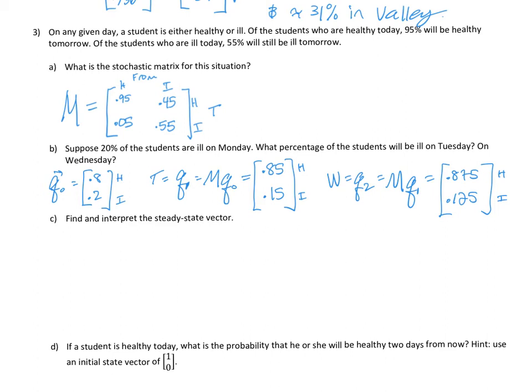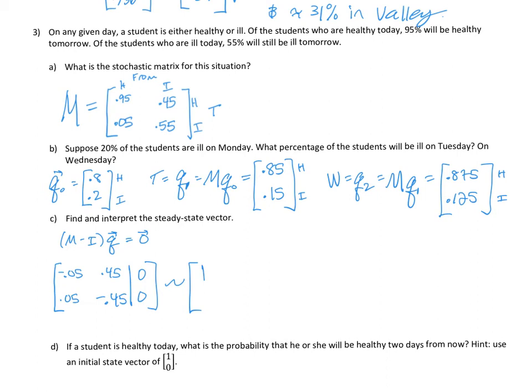All right, find and interpret the steady state vector. So we have to solve M minus I times q, which will be the steady state vector, equals 0. So M minus I, 0.95 minus 1 is negative 0.05. The 0.45 doesn't change, and neither does this 0.05. And then 0.55 minus 1 is negative 0.45. Augment with zeros and row reduce.